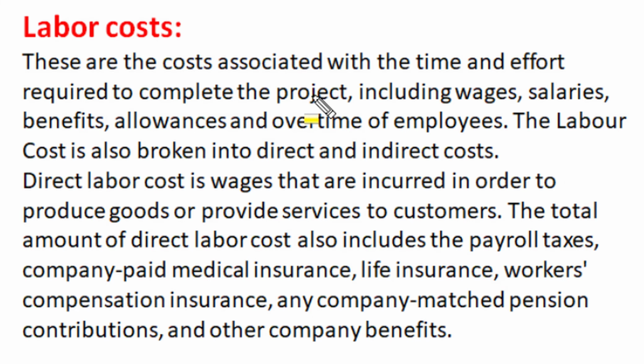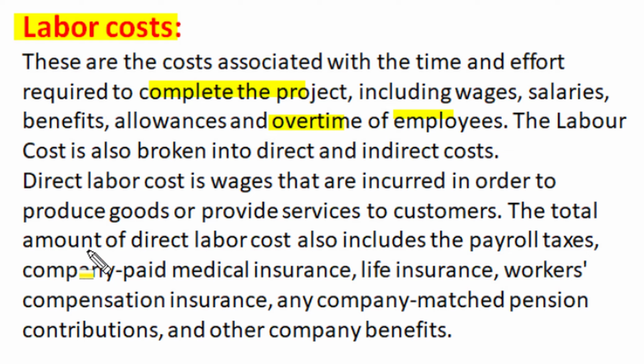The two most significant cost components on any project are material costs and labor costs, and both material and labor costs have a direct cost component and an indirect cost component. Let's first understand labor cost. These are the costs associated with the time and effort that is required to complete a project, and labor cost includes wages, salaries, benefits, allowances, and overtime charges of all employees used for project work and tasks.